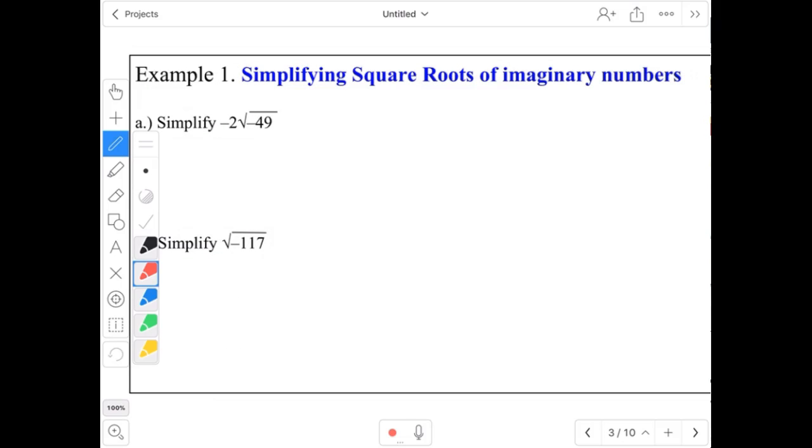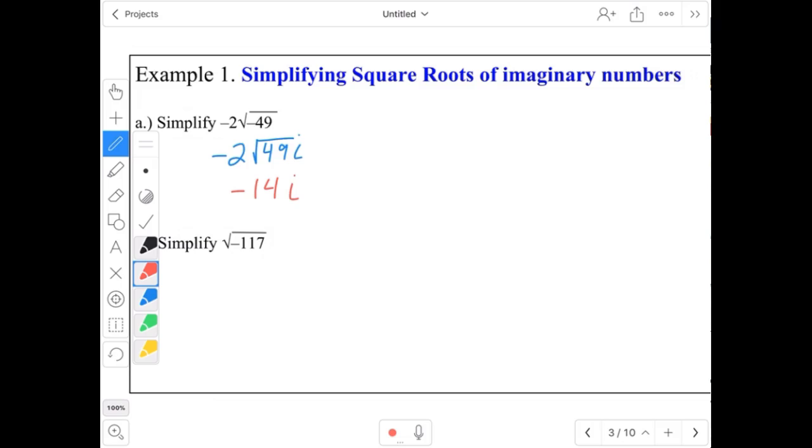Let's apply it. So we all know what the square root of 49 is. If we take a look at this first example, we would have negative 2 times the square root of negative 49. We know the square root of positive 49 would be 7. However, since we have a negative, we're going to say the square root of 49 times i, and now I'll evaluate. So the square root of 49 is 7. Negative 2 times 7 would give me negative 14. And we would need that i on there as well.